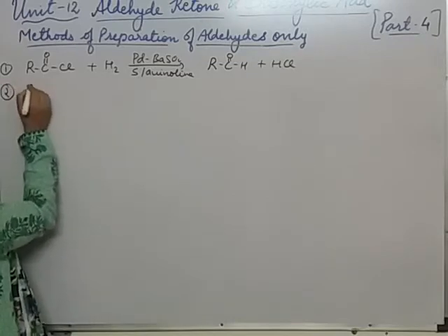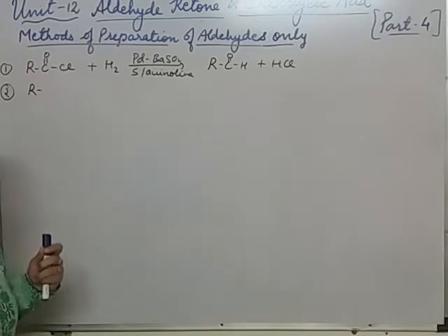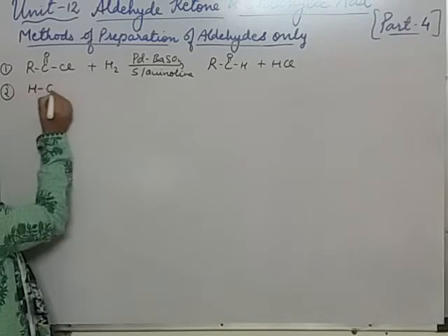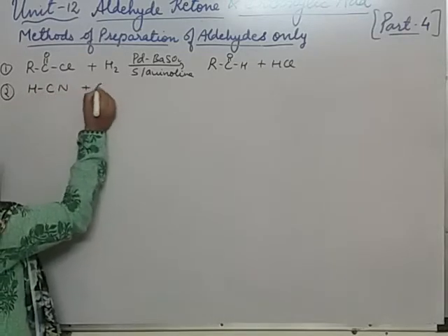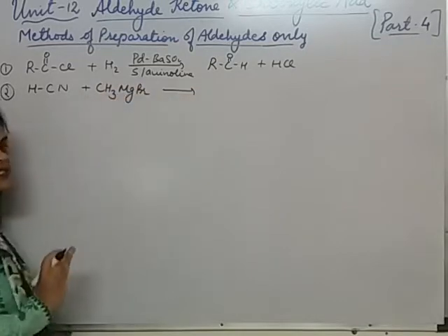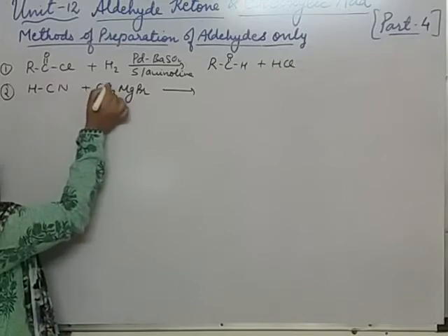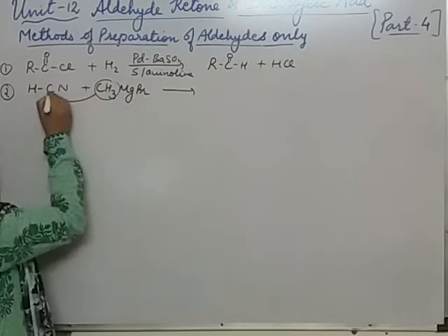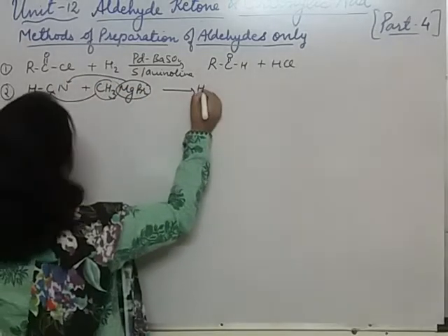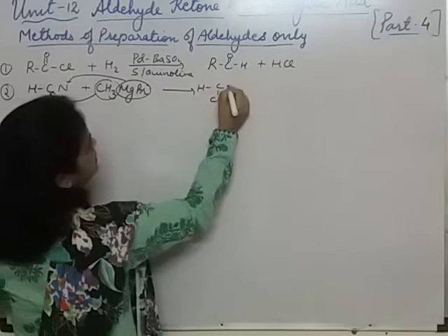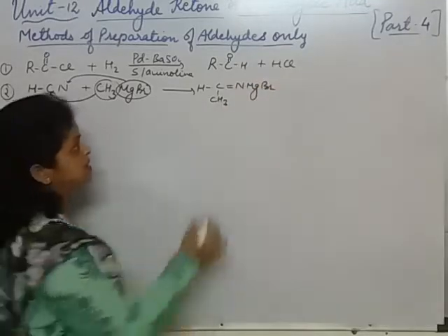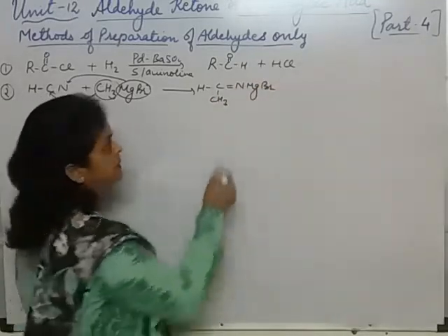Second, RCN. If we are using the Grignard reagent, suppose we are using CH3MgBr. We had already discussed this reaction so many times. Here this methyl carbon part will get attached with this carbon, and MgBr will get attached with this N. So it will be CH3-CH=N-MgBr.